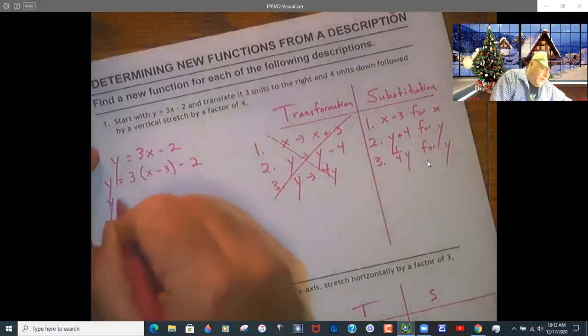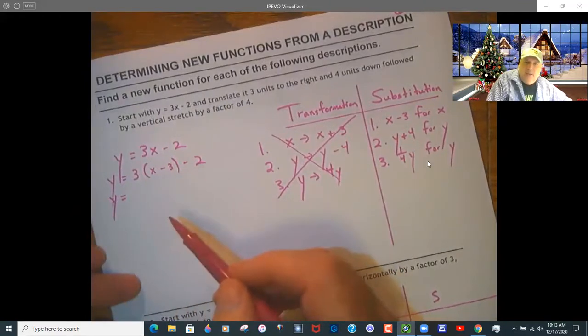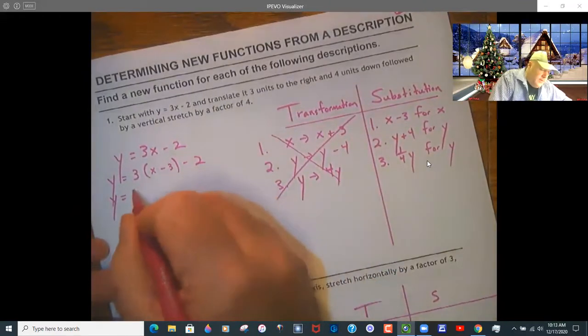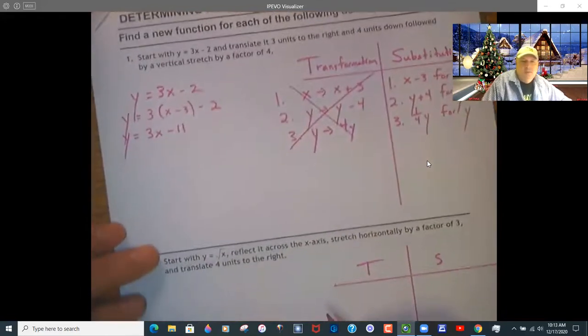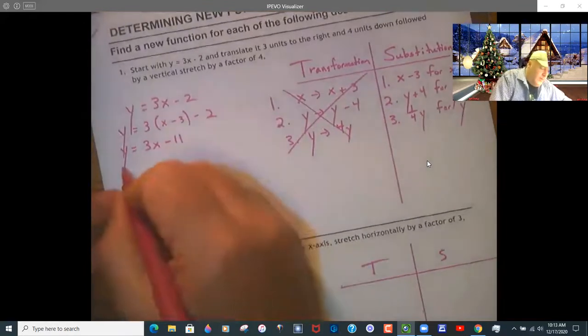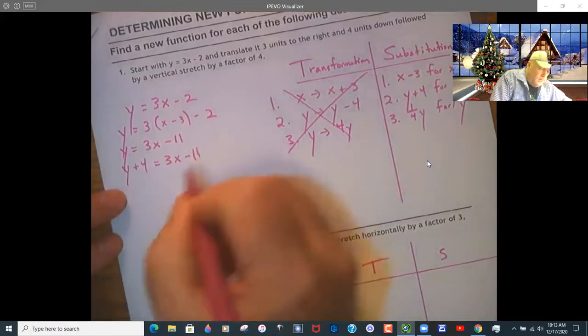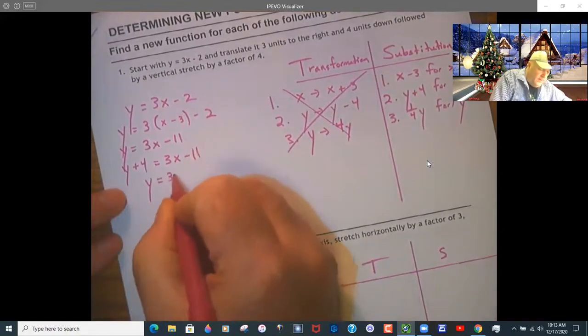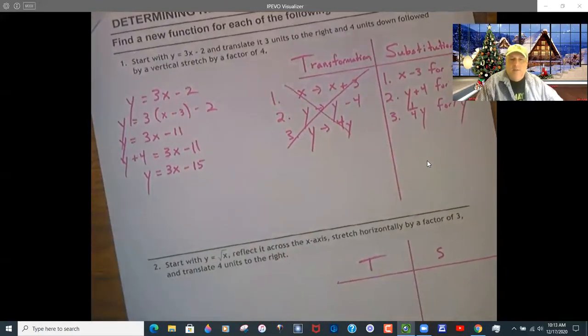So now we have to simplify. The 3 has to get multiplied in, and then we add all the terms together. So 3x minus 9 minus 2 is minus 11. We're done with step 1. Step 2, y plus 4 has to go in for y, and then we solve for y by subtracting over 4. Hopefully you mentally can do that.